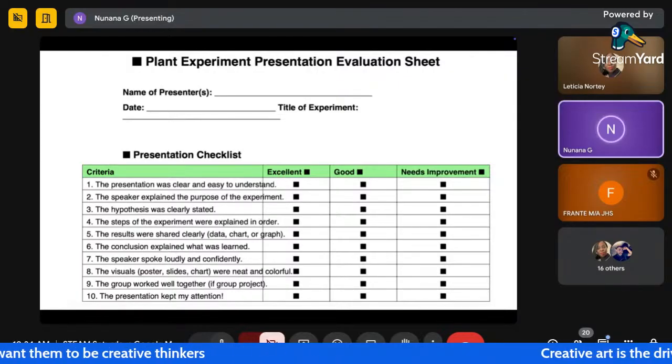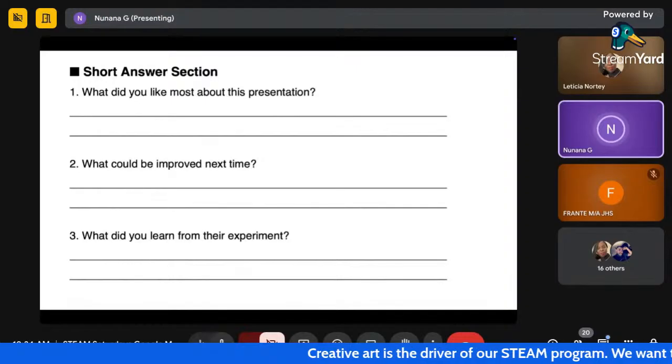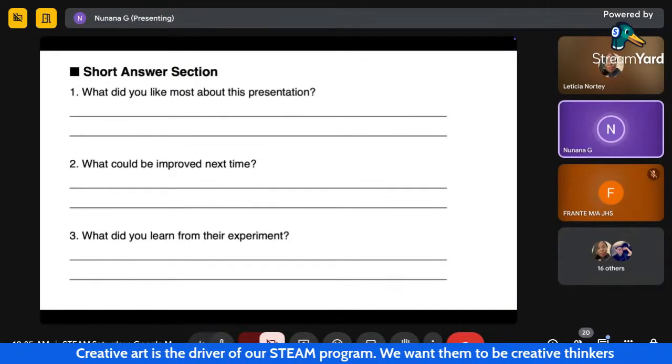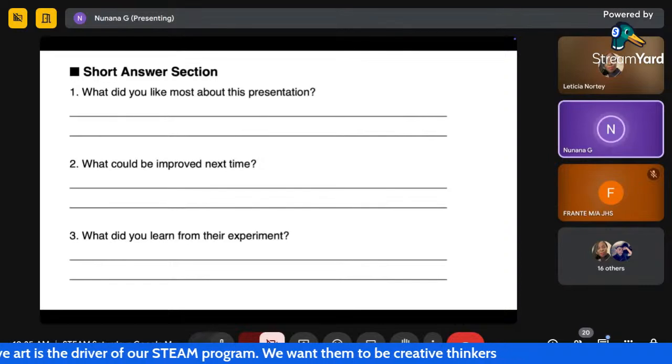You can read through it later. Okay, and these are the questions. What did your classmates like the most about your presentation? What can be improved next time? What did they learn from your experiment?